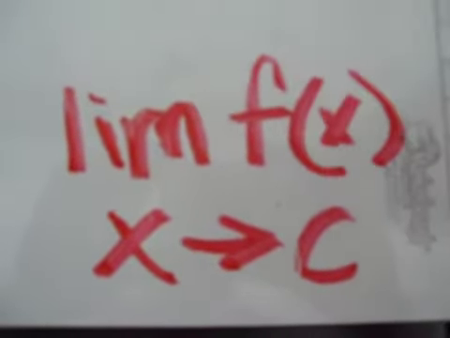There are three different ways to evaluate a limit. You can either look at a table, you can graph it, or you can plug it in. The basic form of a limit equation goes: the limit of f of x as x approaches c. f of x is the function, where c is the number it is trying to reach.